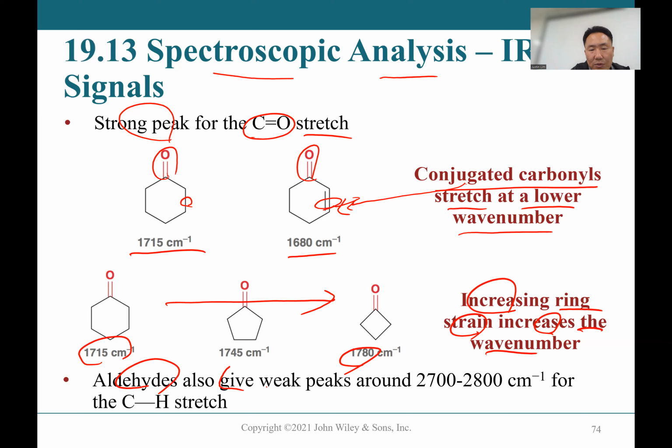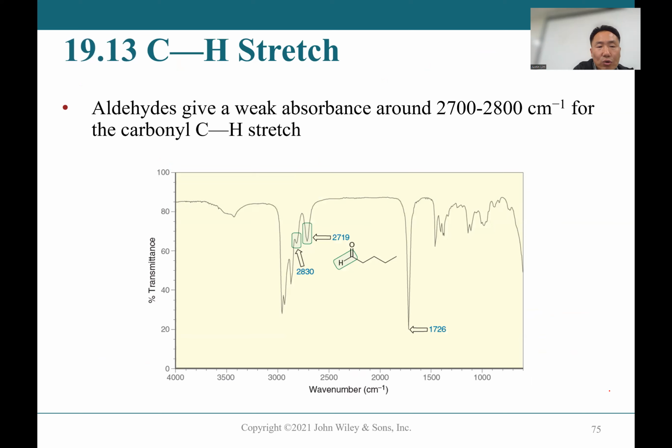Aldehydes also give two weak peaks around 2750 and 2850 wave number. So when you look at the IR spectrum, an aldehyde gives weak signals around 2750 and 2850 for the CH stretch in the aldehyde.